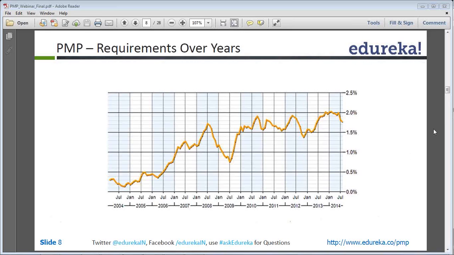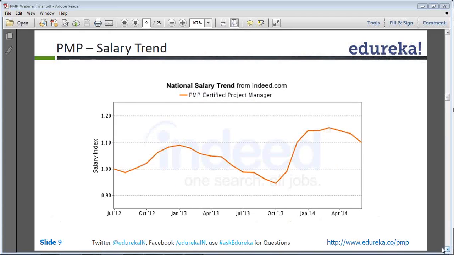So this is a graph which shows the requirements of PMP across years. You can see that it has risen from 2004 till 2014, and it is rising. Sometimes it falls and then again it picks up. But in effect, every year we see that we are growing up and up. It's not that it is reducing. So there will be more and more need for PMP certified people.